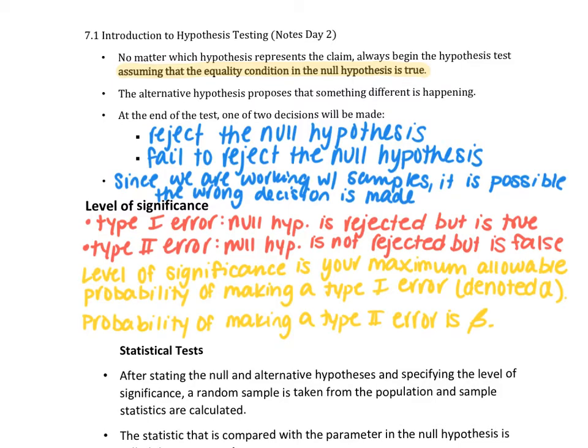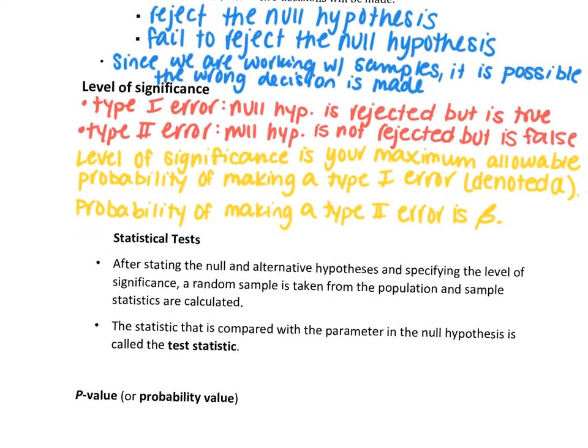So the level of significance is your maximum allowable probability of making a type 1 error. And it's denoted with what looks like a lowercase a, but it's actually the Greek letter alpha. So it's written a little bit differently. Looks very much like a lowercase a, though. The probability of making a type 2 error is denoted with the Greek letter beta, which looks like a curly B. Okay.